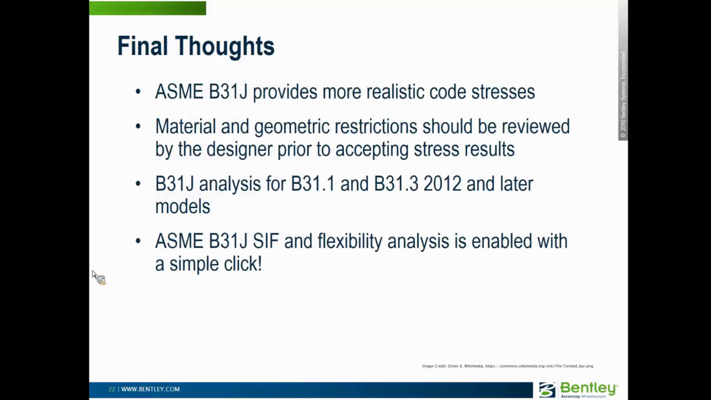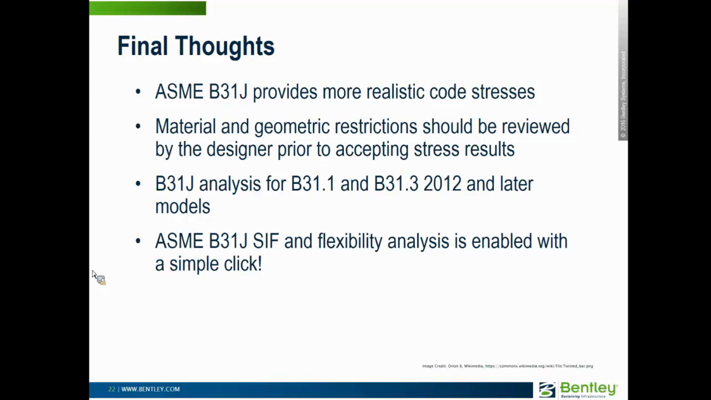So that's my demonstration and presentation. I just want to leave you with a few final thoughts. ASME B31J provides more realistic code stresses than the existing B31.1 and B31.3 codes in terms of SIF and K factors. Material and geometric restrictions should be reviewed by the designer prior to accepting these stress results. They will be seen in the model consistency check, and they will be seen in the code themselves. I urge you to review them before actually reporting your results.